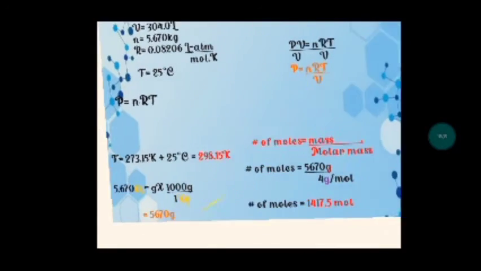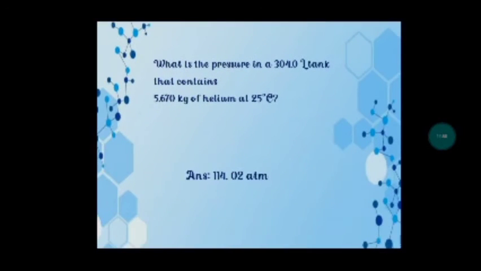So in this problem, the pressure in the tank that contains 5.70 kilograms of helium is 114.02 atm.